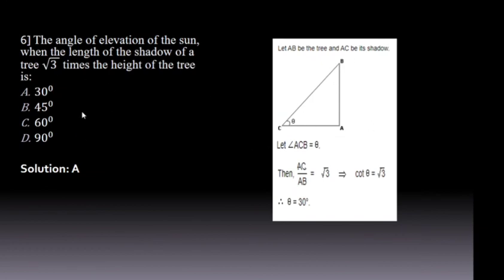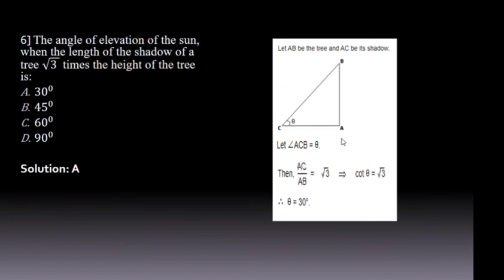And we are asked to find the angle of elevation. Okay. So if I roughly draw the figure, now what it says, angle of elevation of the sun when the length of the shadow of a tree. So let us say this is the tree AB. How will be the shadow? Shadow will be AC. So shadow is what? Root 3 times the length of the tree. So if I say my AB is X, my CA will be what? Root 3X. I hope you understood.